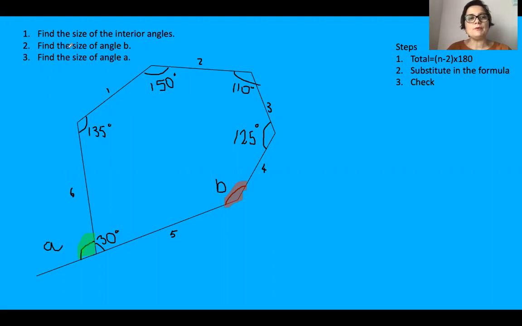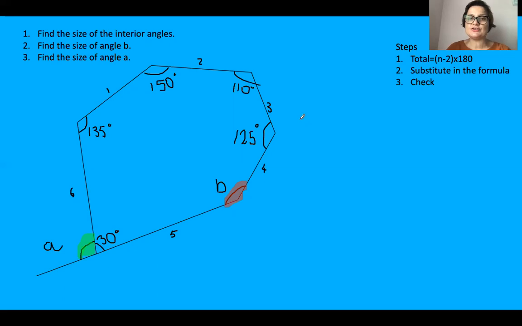So the problem wants us to find the size of the interior angles. In this case, angle B here, all right? And also we need to find the size of angle A, which is an exterior angle. Right, so what do we know now about the size of the interior angles? We know the formula. Can you see the steps here?